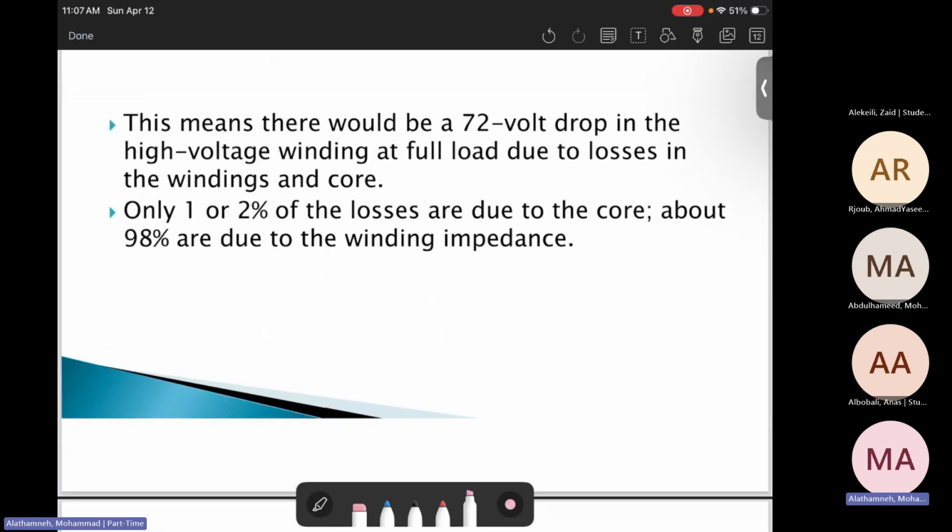What's the reason for the 72 volt drop? The physical reason is the losses of the transformer. There are winding losses and core losses. 2% of these 72 volts of drop is due to the core, while the vast majority is in the winding impedance of the transformer. This is the main reason for that.